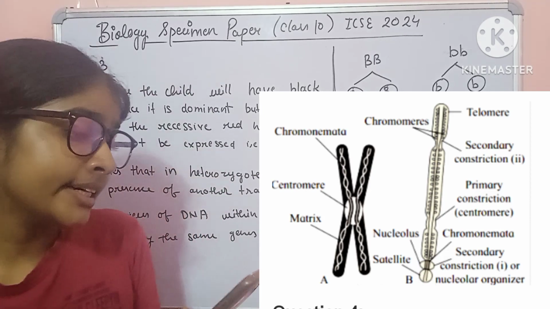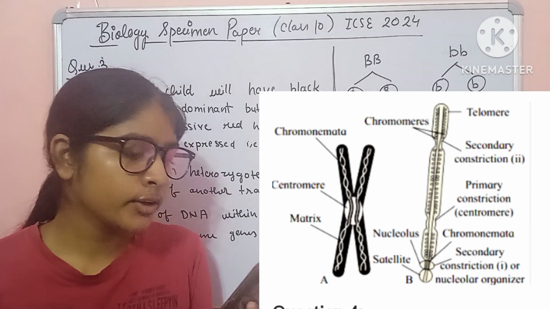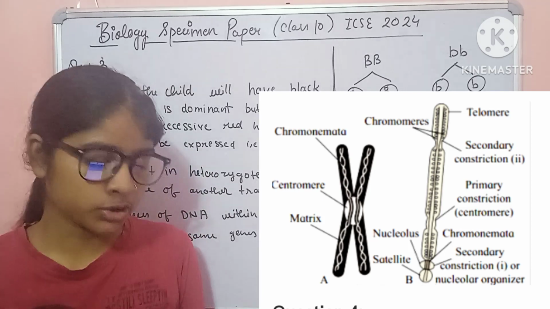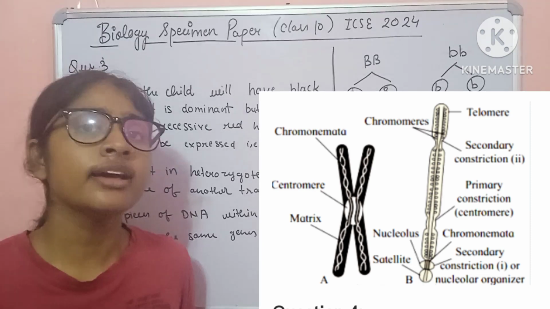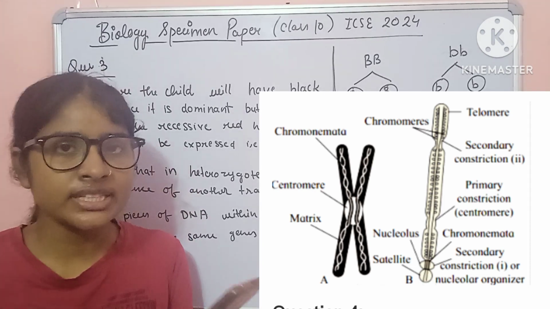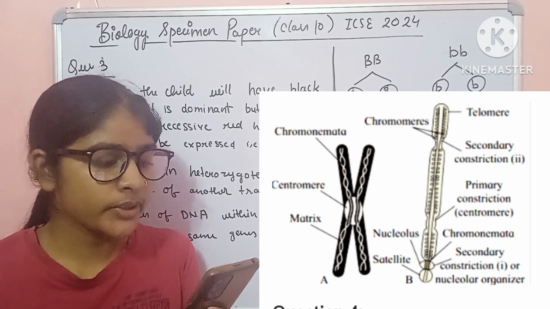Now fifth part, it is a diagrammatic question. Draw a neat labelled diagram of duplicated chromosomes. You have to draw the diagram of duplicated chromosomes, and I think you can draw that because it is very simple. Okay. So this is done.